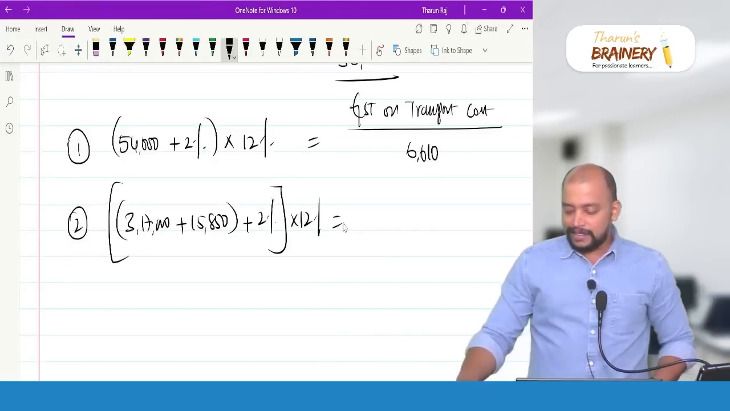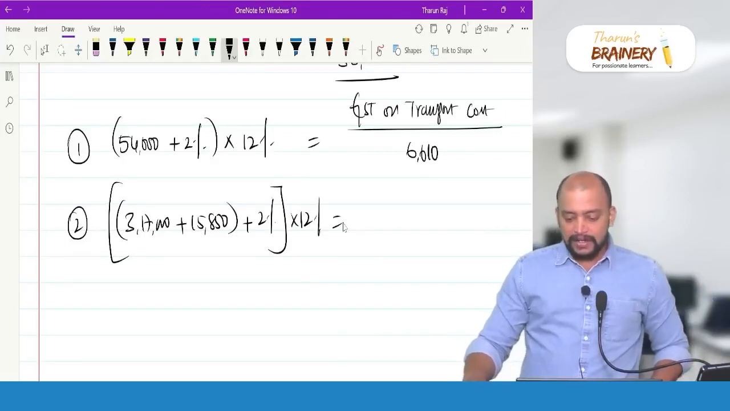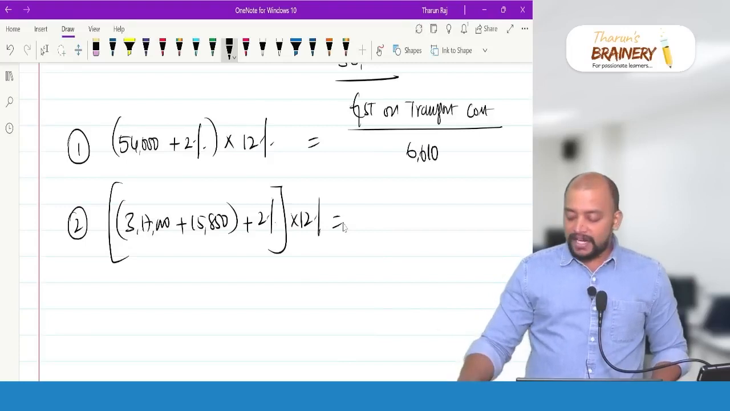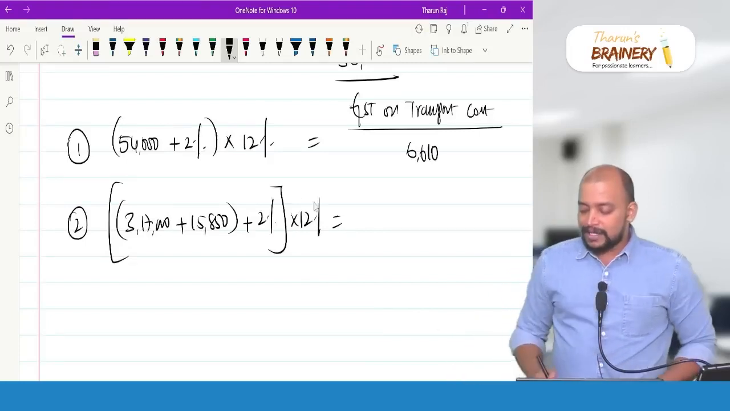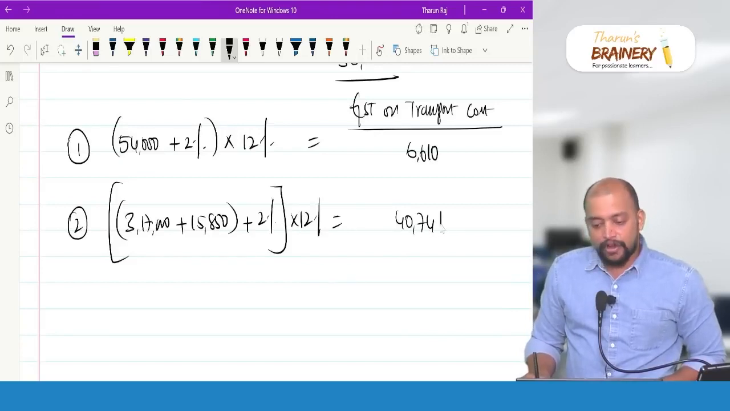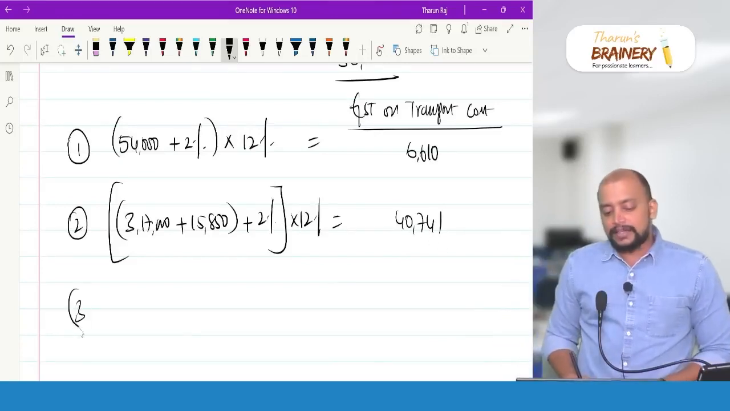Now, first, 3,17,000 plus 15,850 plus 2%, 3,39,507. On the 12%, that is, GST will be 40,741.